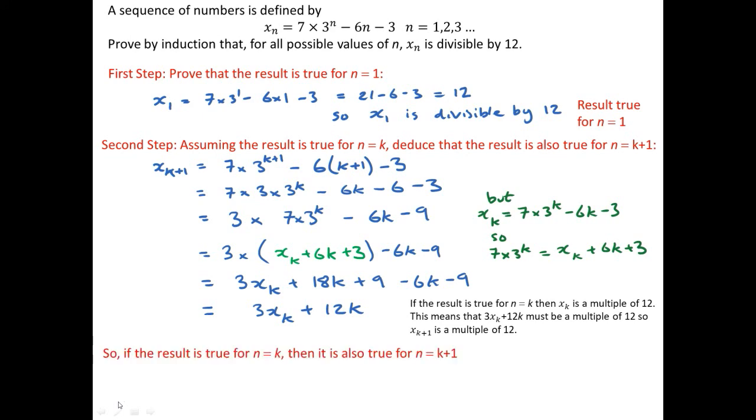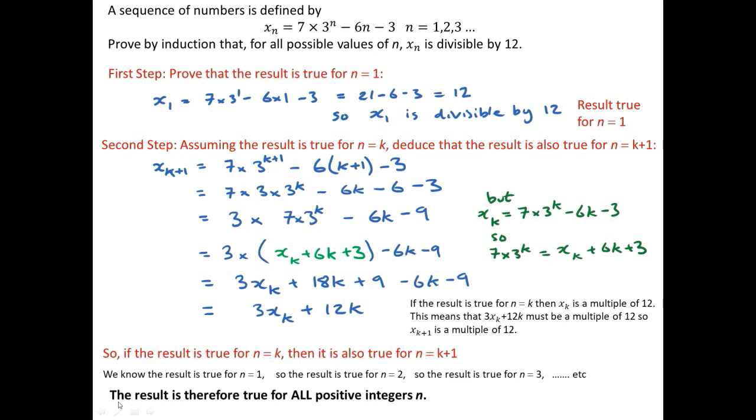So, if the result is true for n equals k, then it must also be true for n equals k plus 1. We know the result is true for n equals 1 by step 1, so the second step tells me it must also be true for n equals 2. We know the result is true for n equals 2, so the second step now tells me it must also be true for n equals 3. And we can carry on through all of the positive integers and deduce that the result is therefore true for all positive integers n.